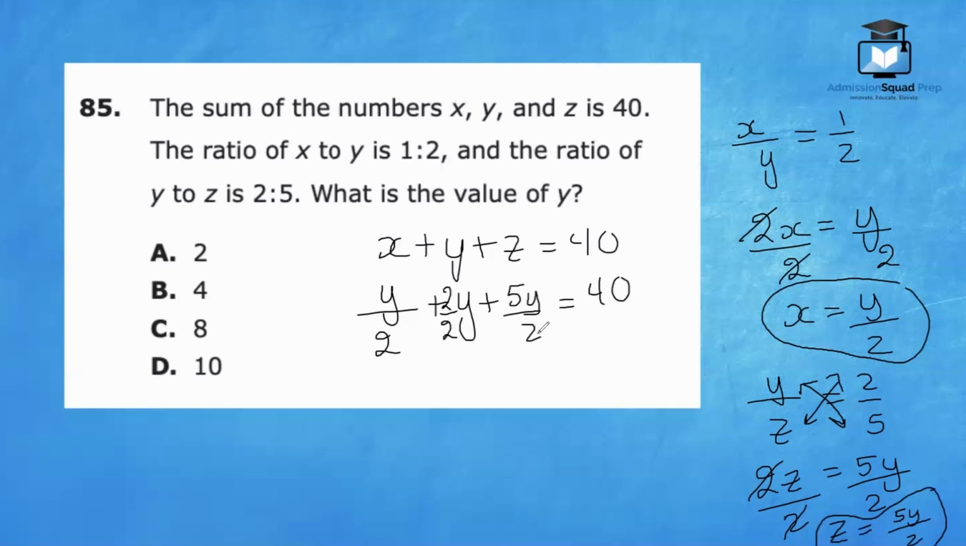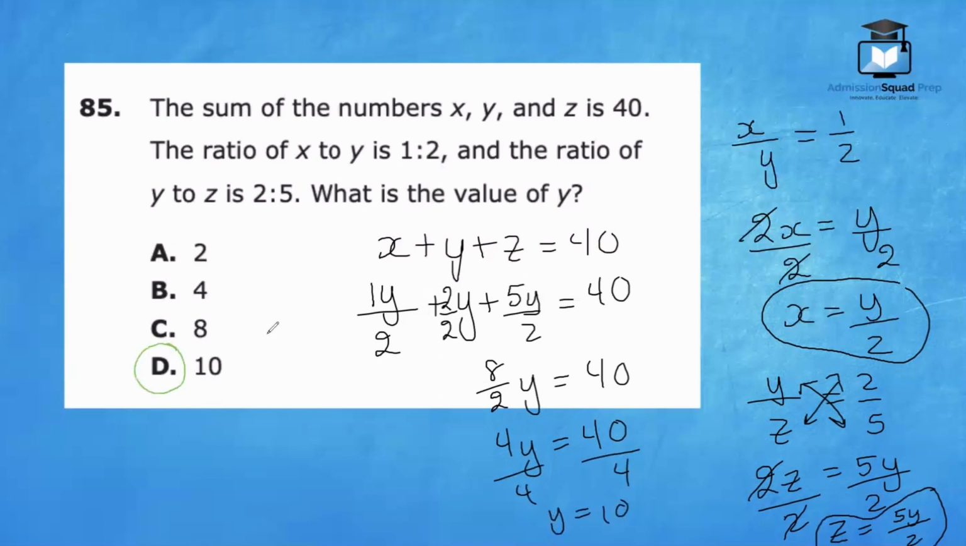2 over 2 is still equal to 1, so we haven't changed the value. It's just that now each of the terms have a coefficient that's expressed as a fraction with the same denominator. When we add 1/2 plus 2/2 plus 5/2, we get 8/2. So 8 over 2y equals 40, which is 4y equals 40. When we divide both sides by 4, we have y equals 10. So D is the correct answer.